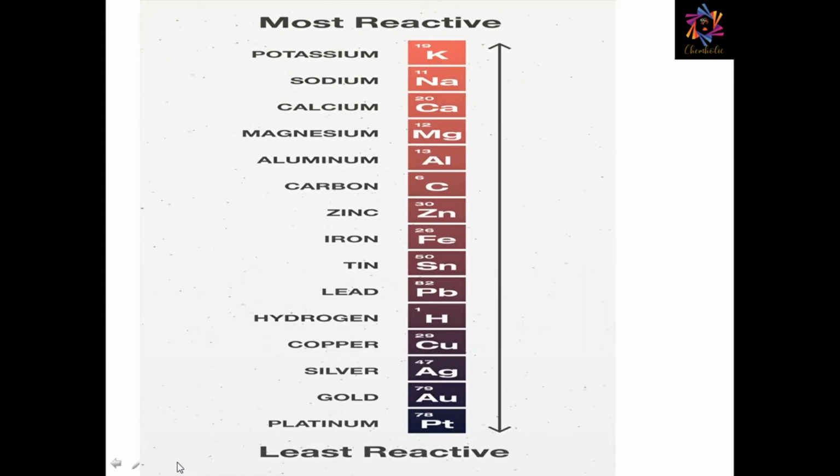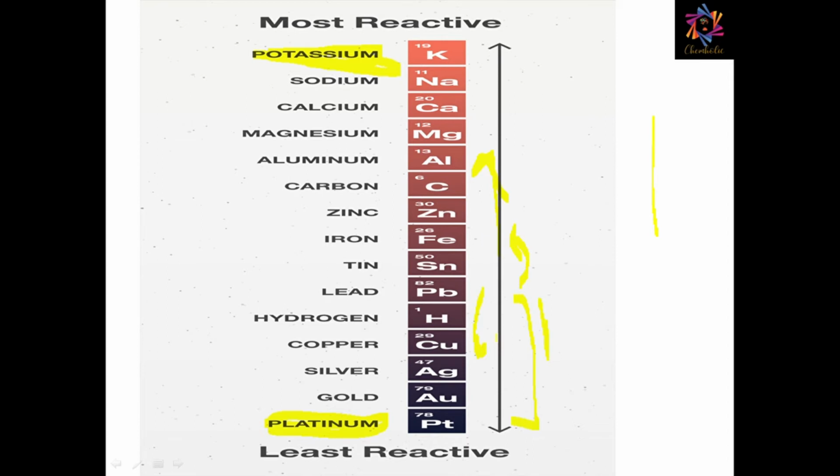So this is the reactivity series. Based on the study of their reactions, the metals have been arranged in order of their reactivity. The more active elements lie above, whereas less active elements lie below in the series. That means potassium, as you see, lying at the top, is the most reactive metal. Platinum, lying at the bottom, is the least reactive metal. Thus any metal can displace the metal lying below it from its salt solution.